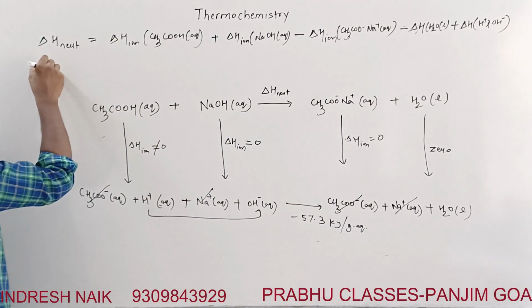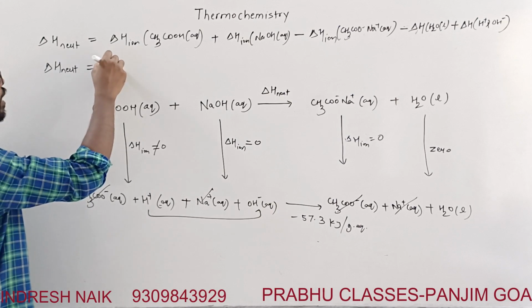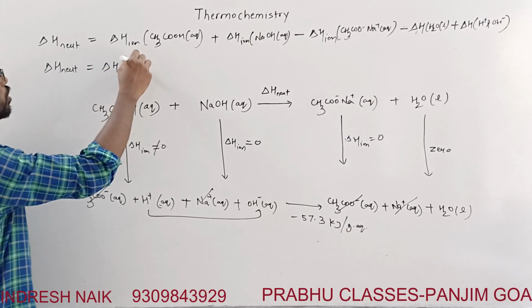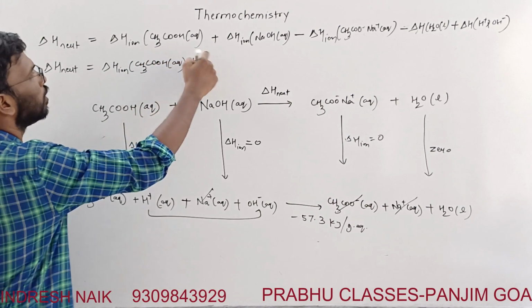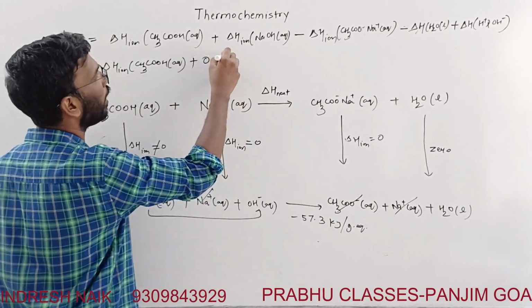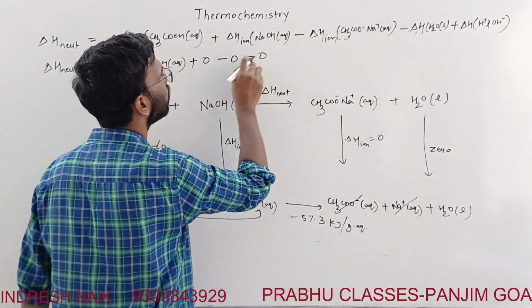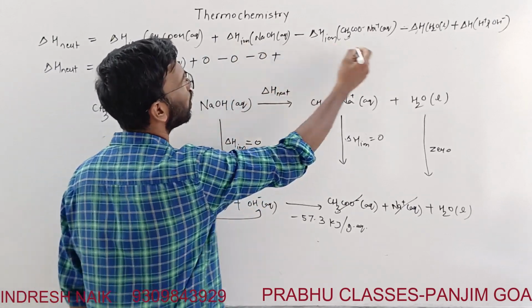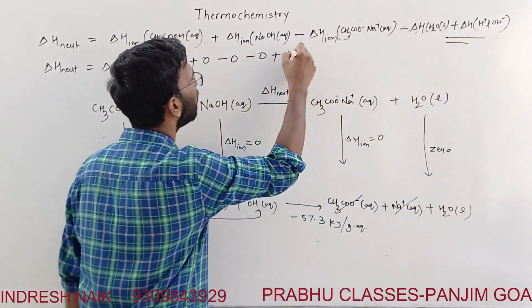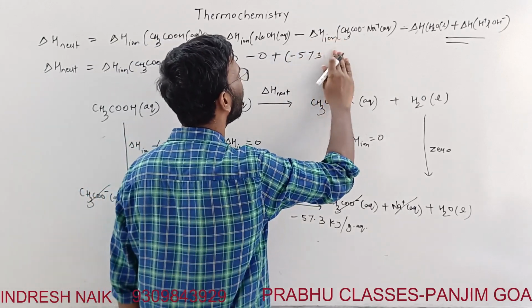So what is the enthalpy of neutralization over here? Delta H ionization of this CH3COOH aqueous. This is what? This is 0, right? This is also equal to 0. This is also equal to 0. So how many zeros? This 0, this 0, this 0. Plus how much is this? Plus it is minus 57.3 kilojoules per gram equivalent, right?